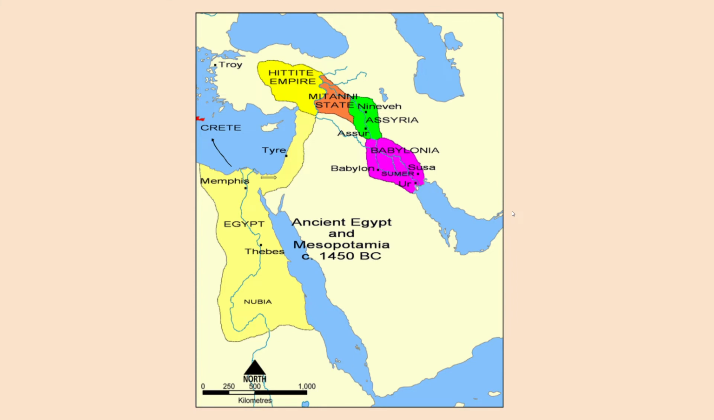This discovery, of course, occurred during their time that they occupied Egypt. And from this map, you can see where the Hittite Empire kind of goes down into Egypt and Thebes. So that is very cool.